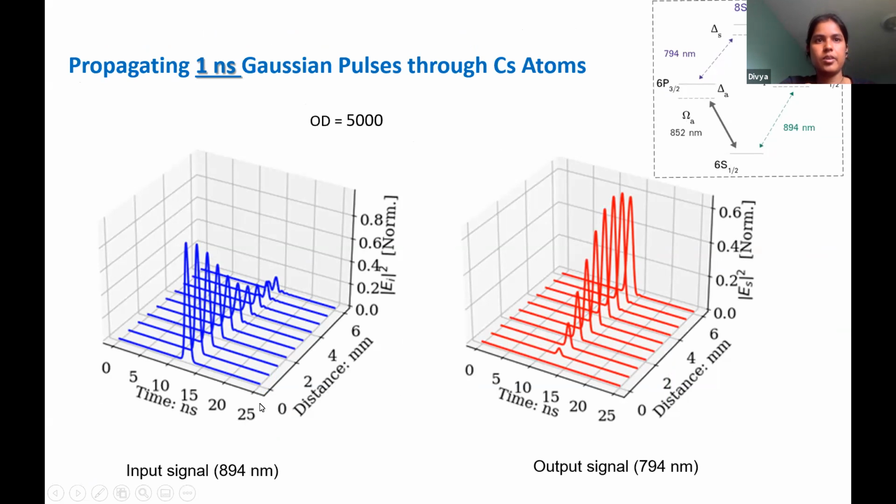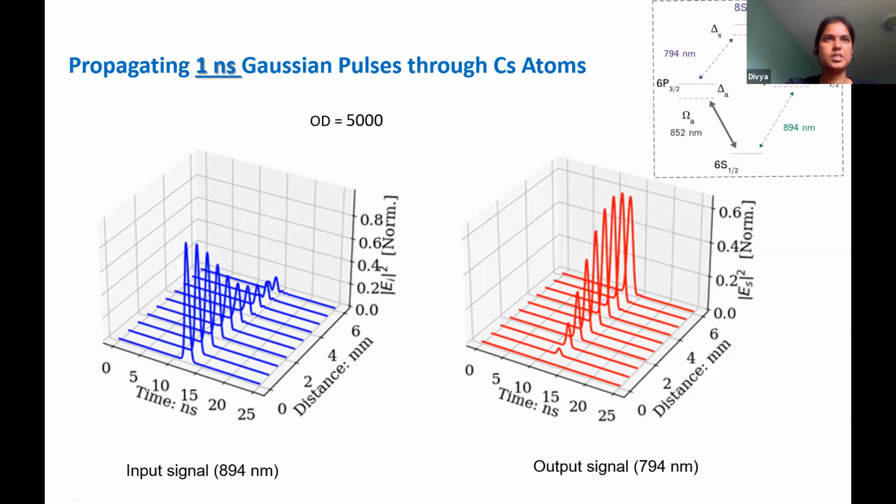So as you see, at first the input signal is full and the output signal is 0. But as it goes along the distance, the input signal is converting into the output signal fully. Around 80% is converted at around 5000 optical depth. So this is just one simple notation.